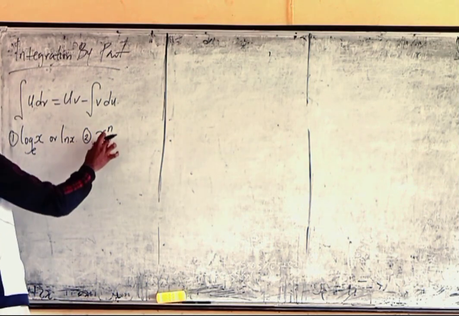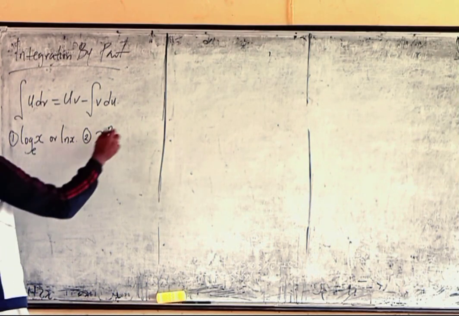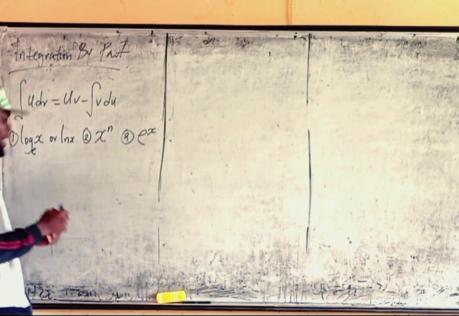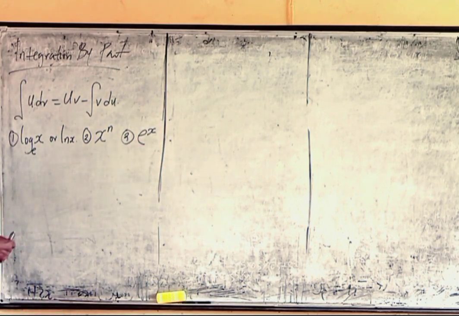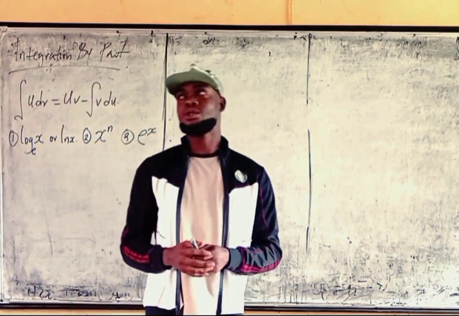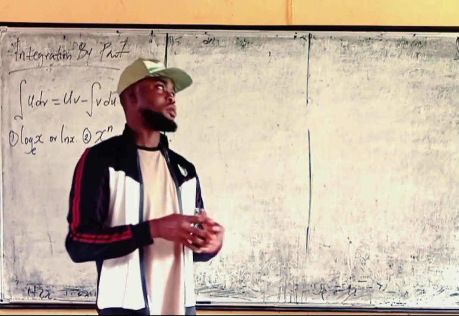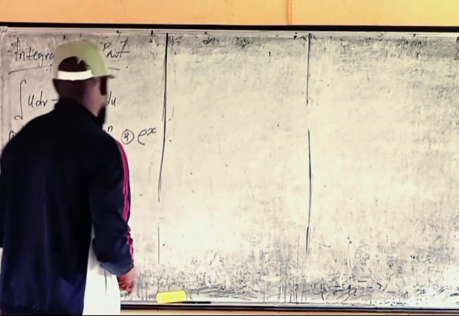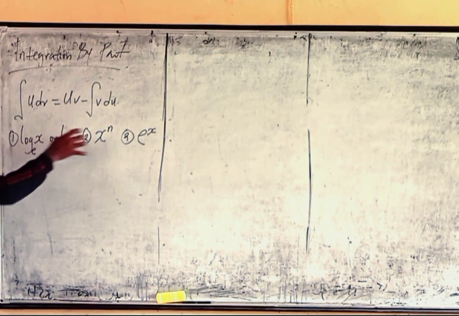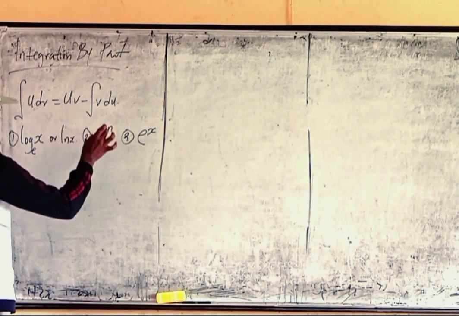Now, if a polynomial function is not present, then number three, you can pick an exponential function. And if an exponential function is not there, maybe everything there is just trigonometric functions, you can use the trig rule to resolve the problem. So these are the functions you take as u. This first; if it is not present, you take this; if it's not present, you take this.